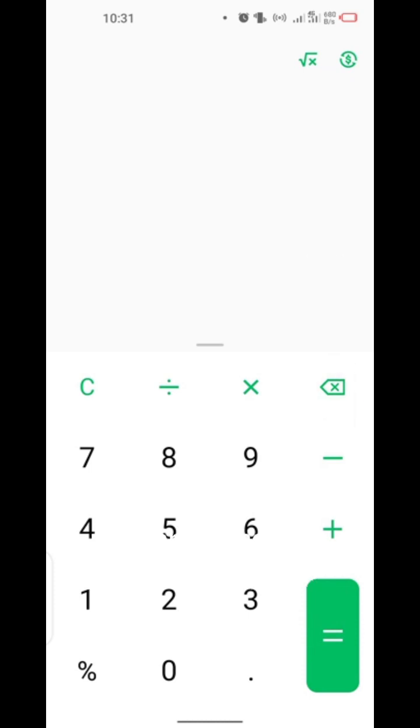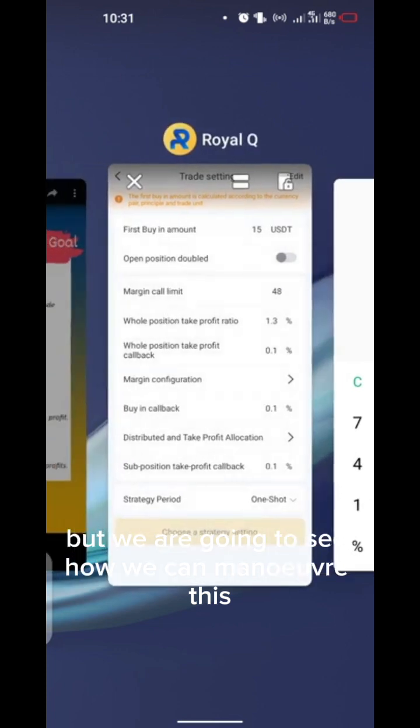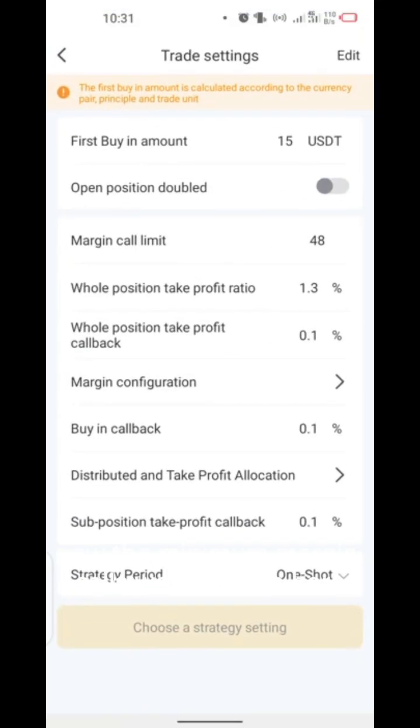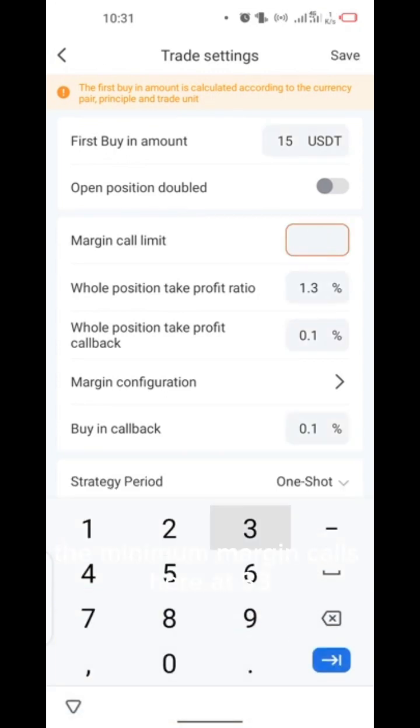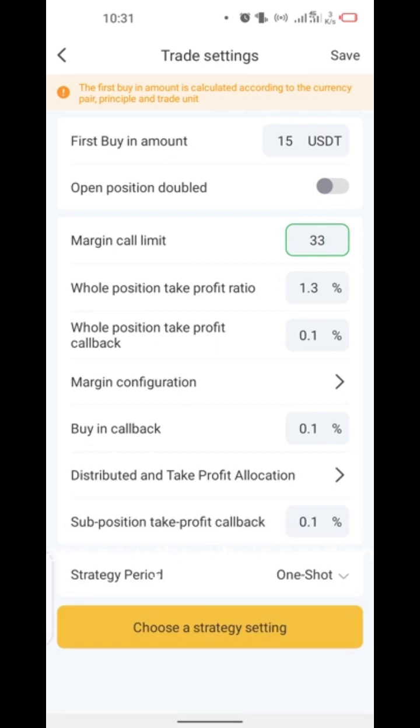But we are going to see how we can maneuver this. Now, the minimum margin calls we can have here are 33. These are the minimum, right? And now, the whole position take profit.